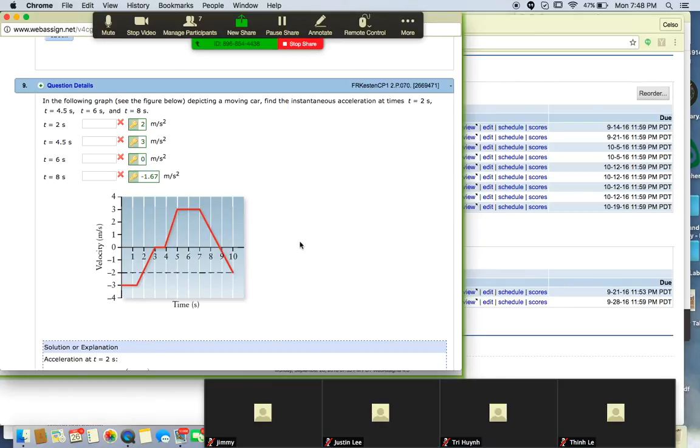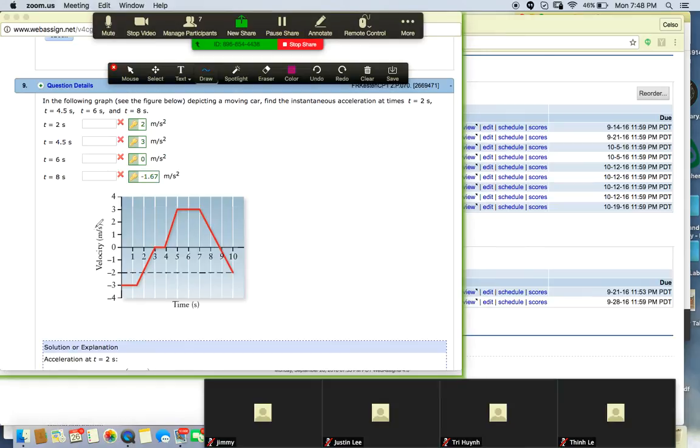So you have a graphic of velocity versus time. As we saw in the lab, the slope of a velocity versus time graph gives you acceleration, right? In the following graphic, it depicts the motion of a car. Find the instantaneous acceleration at time 2 seconds, 4, and so on.